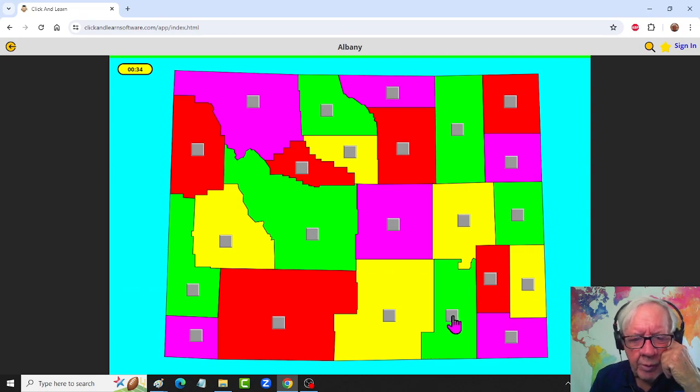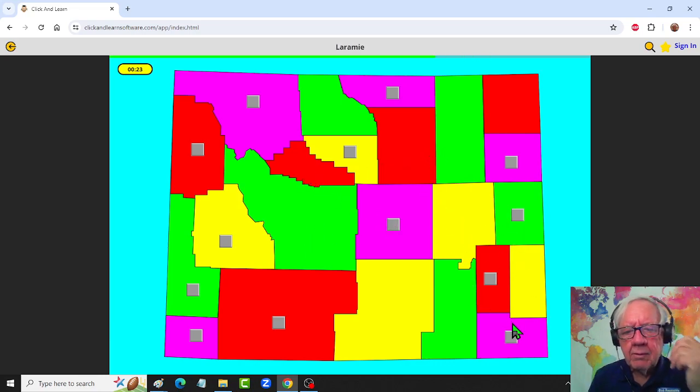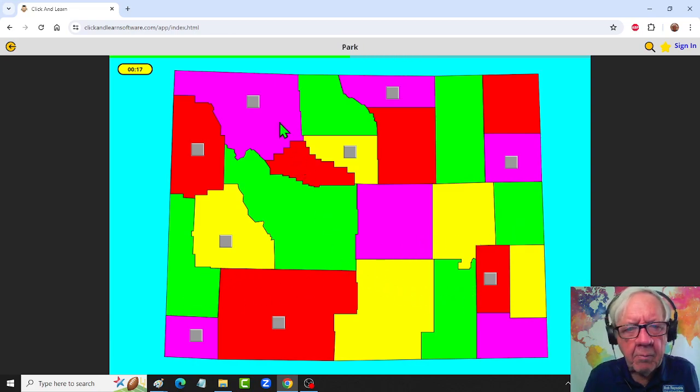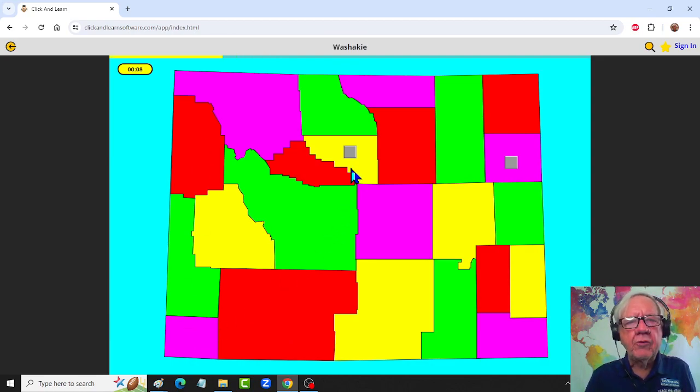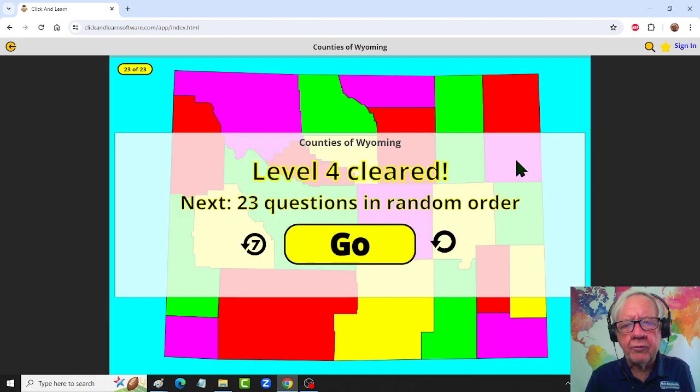I already know the first one I'm going. Albany, Bighorn, Campbell, Carbon, Converse, Crook, Fremont, Goshen, Hot Springs, Johnson, Laramie, Lincoln, Natrona, Niobrara, Park, Platte, Sheridan, Sublette, Sweetwater, Teton, Uinta. Now one of these is Washakie. That's Washakie. This is Weston. Okay? And now I could go on to random order, but I'm going to replay about 5 more times until I do this. It's only 10:22. I started at about 10:02. Let's see what I can do here.